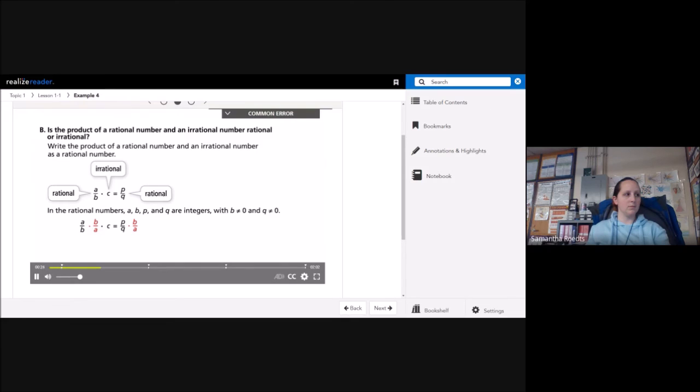Multiply both sides of the equation by the reciprocal of a divided by b, or b divided by a. Since a divided by b times b divided by a equals 1, the equation simplifies to c equals p divided by q times b divided by a, or p times b divided by q times a.